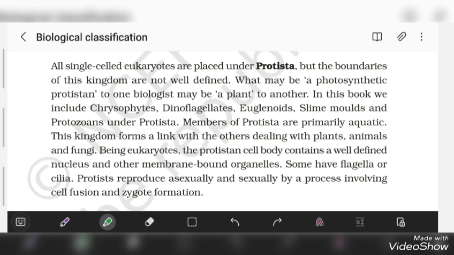Members of Protista are primarily aquatic. This kingdom forms a link with the others dealing with plants, animals, and fungi, being eukaryotes. The protist cell body contains a well-defined nucleus and other membrane-bound organelles. Some have flagella or cilia. Protists reproduce asexually and sexually by a process involving cell fusion and zygote formation.